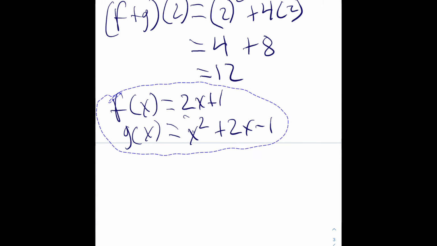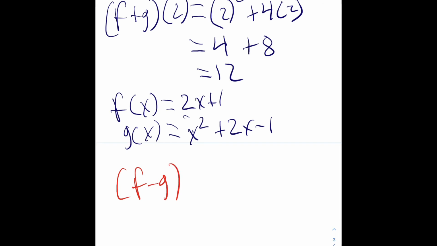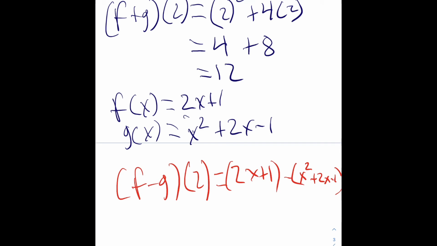Okay, so again, same problem, haven't changed it, but I'm going to do f minus g and then evaluate it when x equals 2. So again, let's go ahead and plug it in and just say 2x plus 1. I'm going to use parentheses because I know that when I have subtraction, I have to distribute that negative. So I'm going to just remind myself here, here, and here. So I'm going to rewrite 2x plus 1 minus x squared minus 2x plus 1.